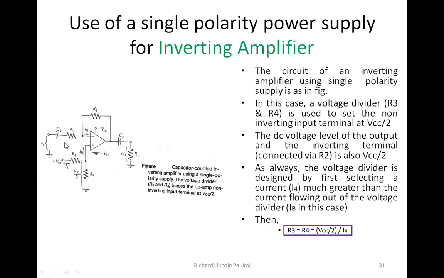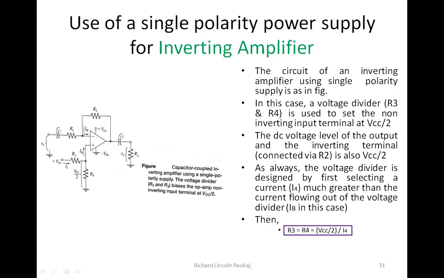So the input coupling capacitor is C1 and the output coupling capacitor is C2. R1 and R2 are very much dependent for the gain. The circuit of an inverting amplifier using single polarity is shown here. In this case, the voltage divider R3 and R4, see here also this acts as a voltage divider. So how much ever voltage that you are giving here becomes divided by 2. Let's say we are giving about 5, then this becomes 2.5 here.